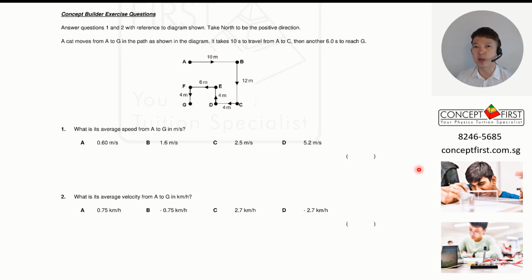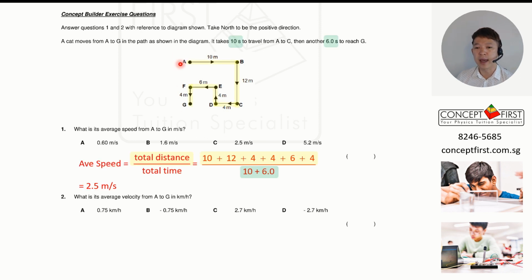Okay, now it's your turn to try something out to reinforce what you have understood from the previous slides. Okay, so question 1. The actual distance traveled is what I marked out in this yellow path. So you add up to get a total distance, 10, 12, 4, 4, 6, 4, add right here. That's the total distance. Our total time is 16 seconds. You get 2.5 meter per second. Answer is C.